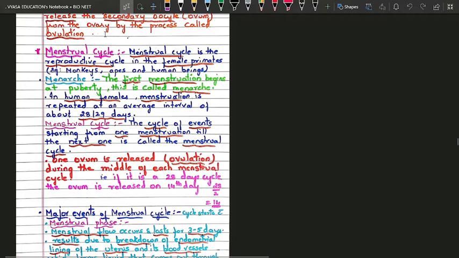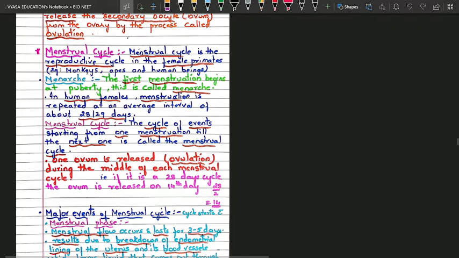So what is menstrual cycle? Menstrual cycle is the reproductive cycle in the female primates. Example is monkeys, apes and human beings. Okay, so we can see menstrual cycle in them, not in estrous cycle. In the first chapter we have just seen that. So now we have a detailed menstrual cycle here. Monkeys, apes and human beings, you can see menstrual cycle.